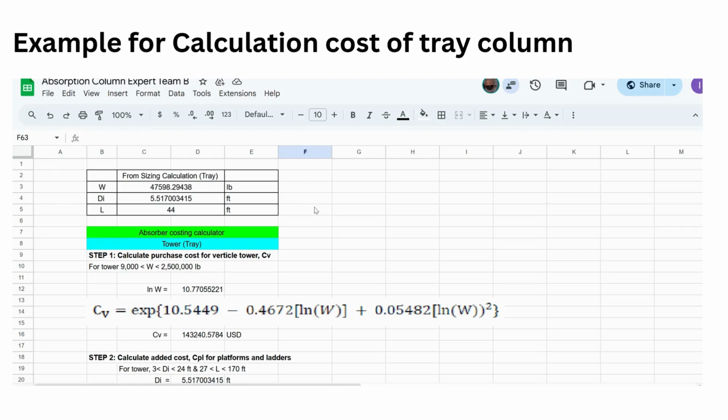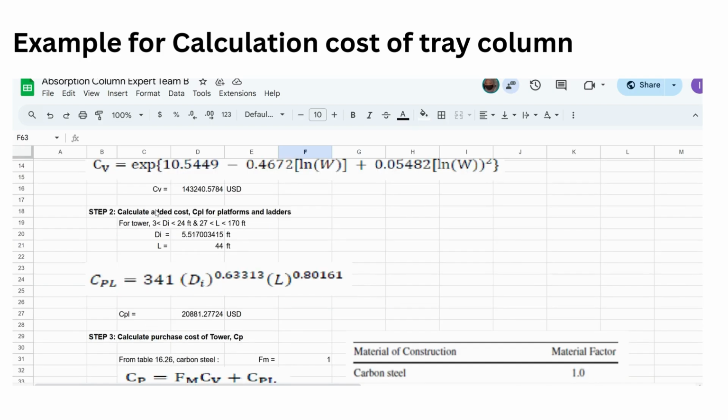Okay, now I will calculate the tray tower costing for the absorption column. We need to extract the information, which is the weight, diameter, and height of the tower. First, calculate the purchase cost of the vertical tower: if it is in the range here, we can take the logarithm, then substitute into these equations to get CV. Next, calculate the cost CPL for platform and ladder: if the diameter and height are in this range, you can calculate CPL by substituting both into the equations here.